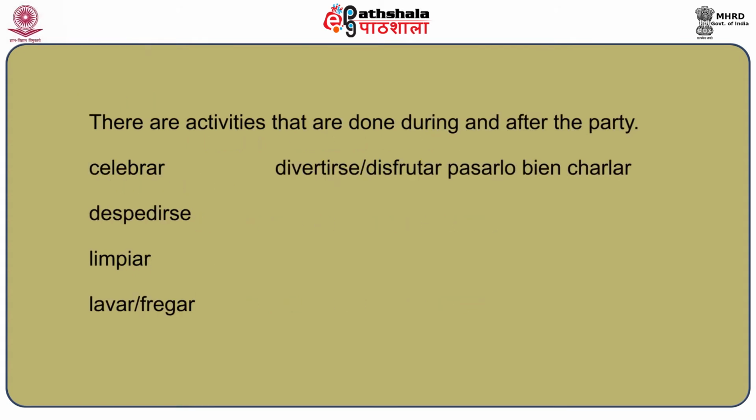Now there are other activities that are done during and after the party. In Spanish, these are celebrar, divertirse, disfrutar, pasarlo bien, charlar, despedirse, limpiar y lavar o fregar. Lavar o fregar los platos. Entonces, estas son las actividades que forman parte de cualquier fiesta.